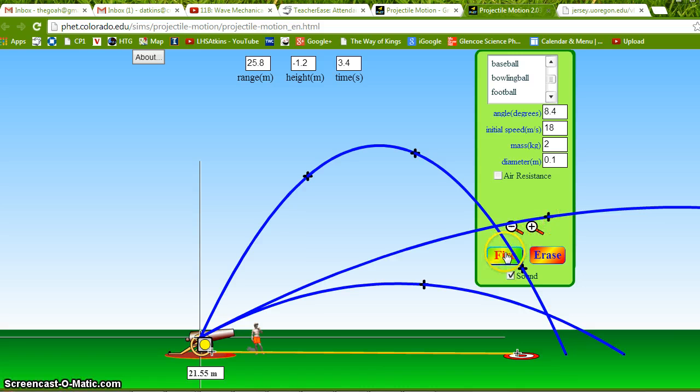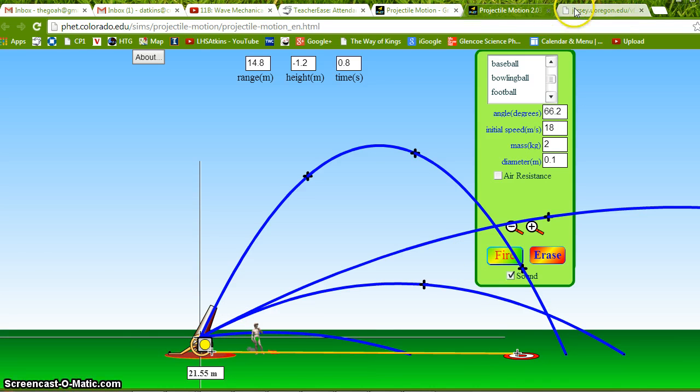And all of these different factors are dependent upon a couple of things. They're dependent upon the angle at which you shoot it out and also the initial speed.